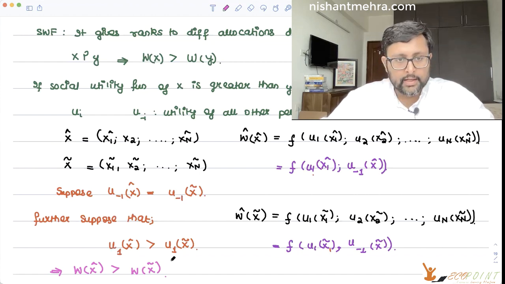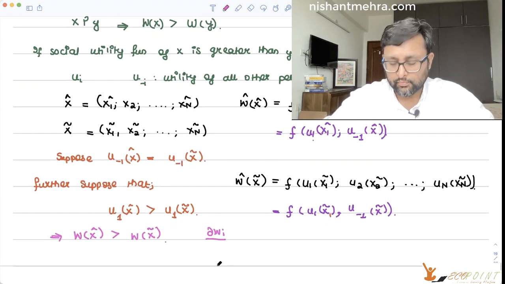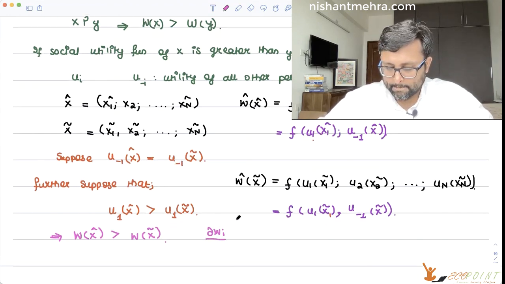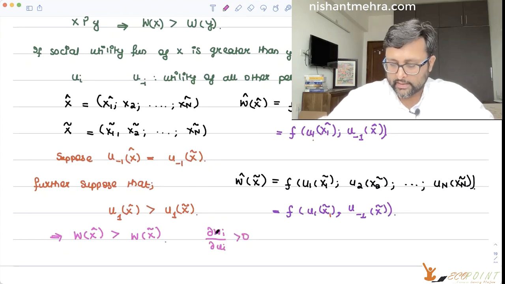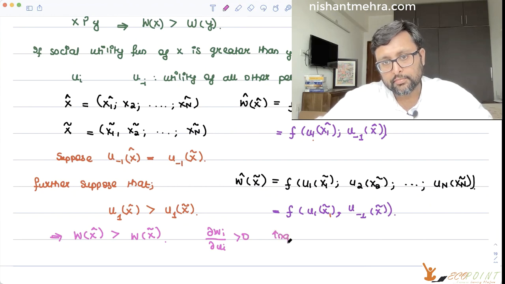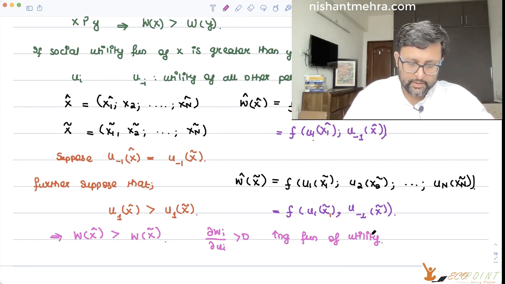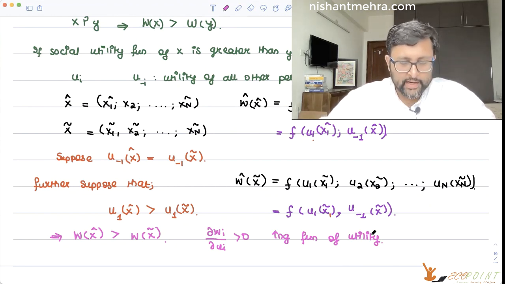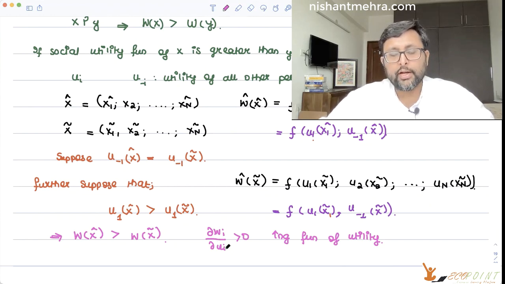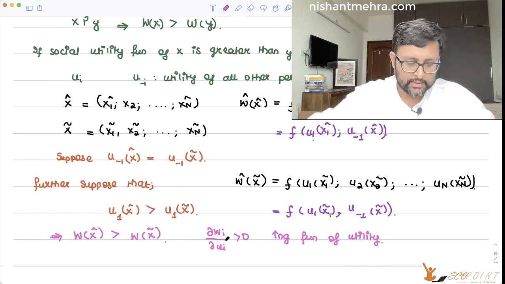So what is this telling you? Basically, that the partial derivative of W with respect to Ui is greater than 0. It's an increasing function of utility, right? So if the utility of one individual is increasing, of course, the welfare is increasing.